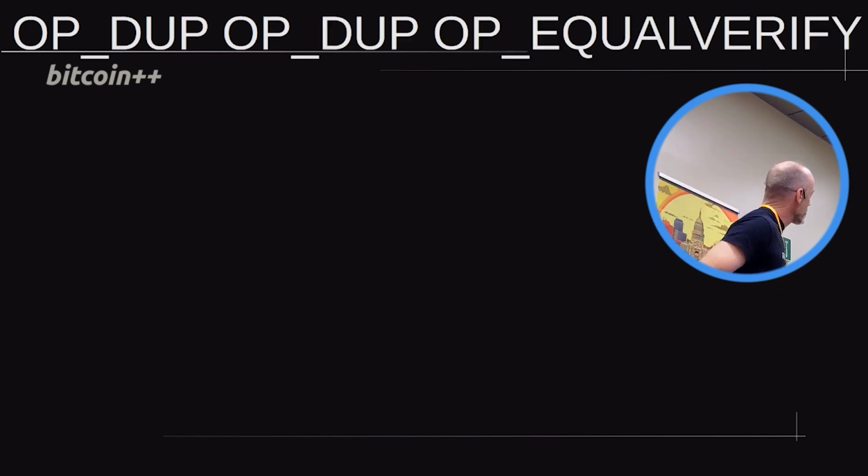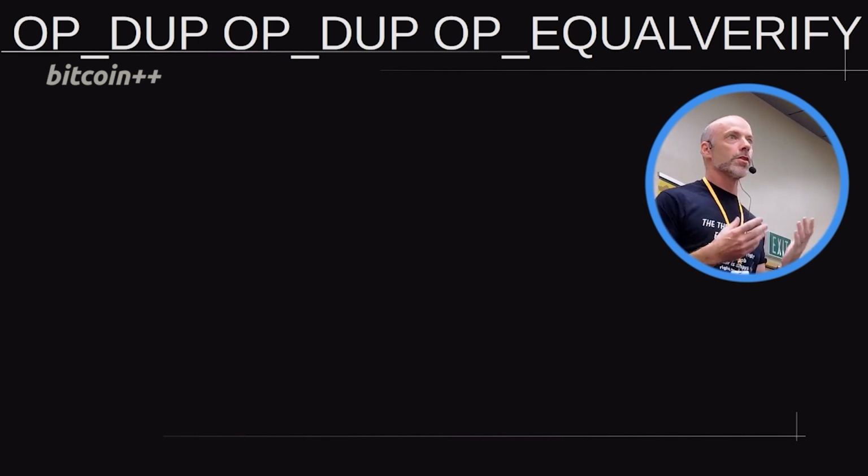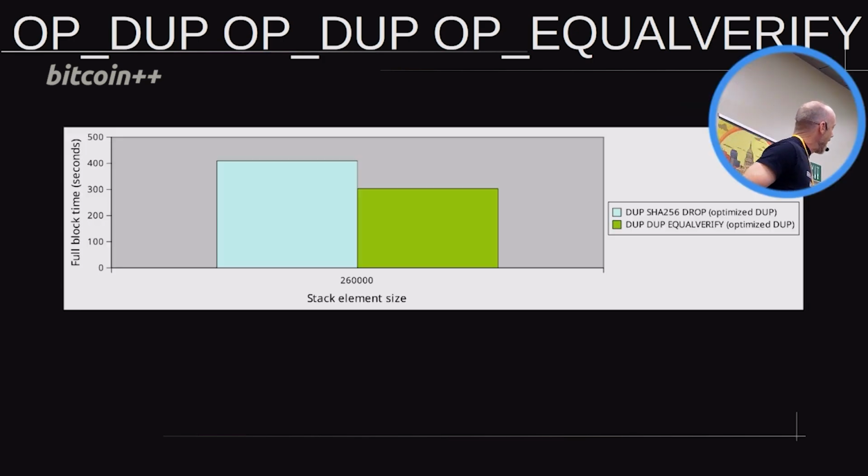Let me show you another little script. OP_DUP, OP_EQUALVERIFY. Duplicate it twice, check that it's equal. It should be, of course. You can also fill 4 megabytes of this. And actually, it's still pretty bad. There's no hashing in here anywhere.